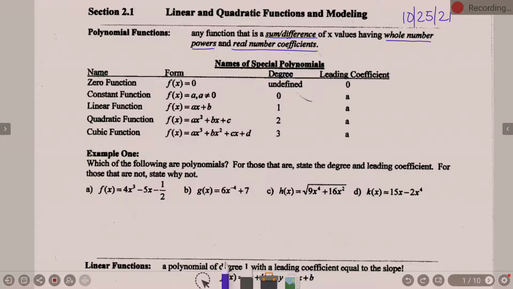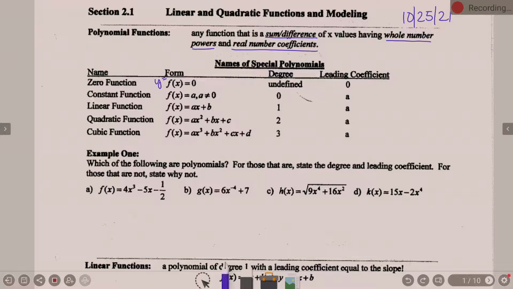Now we've got kind of a chart here that has some names. Most of these you're familiar with, although the zero function, I don't know, we've talked about that as a name before. It's not one we use much, but the zero function is f of x equals 0. Now keep in mind, f of x is another name for what? Y, right? So in all of these, you can think about it being y equals. So the zero function is just y equals 0. When we talk about degree, the degree of that is undefined, and the leading coefficient, we'll normally talk about the number in front of x, which in this case is just 0. Okay, so that's kind of a special case.